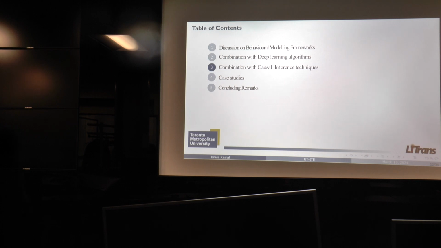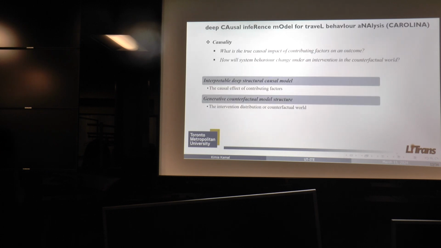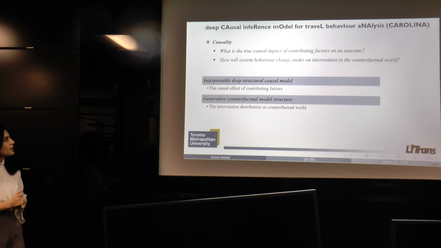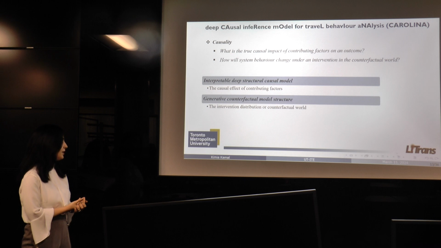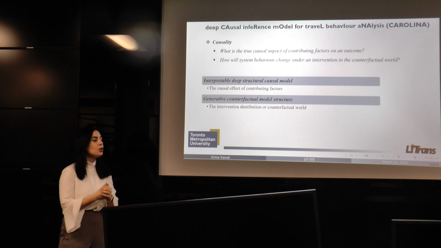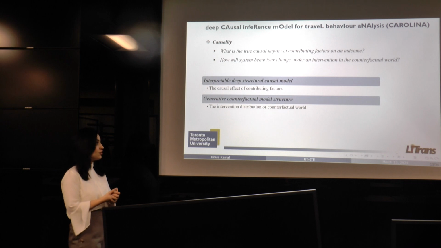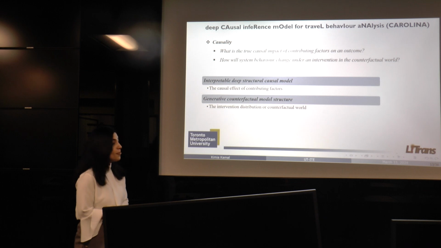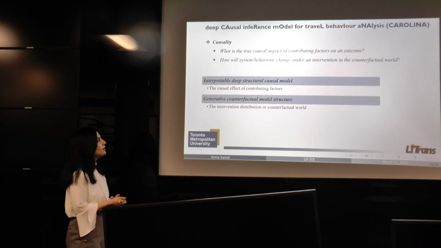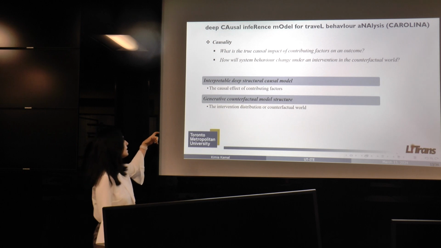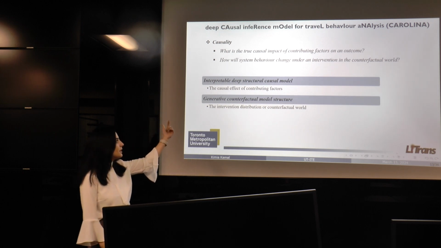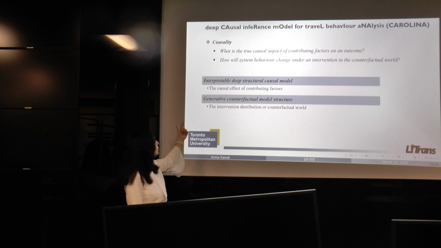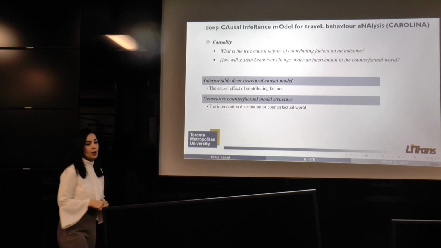Now I'm going to talk about the second part of our methodology, how we combine these models with causal inference techniques. In causality, we are interested in finding the true causal impact between variables, and we also want to know how the system behavior will change if we intervene in the system, in the counterfactual world. We propose a model named Carolina. Carolina consists of two frameworks: an interpretable deep structural causal model and a generative counterfactual model structure.